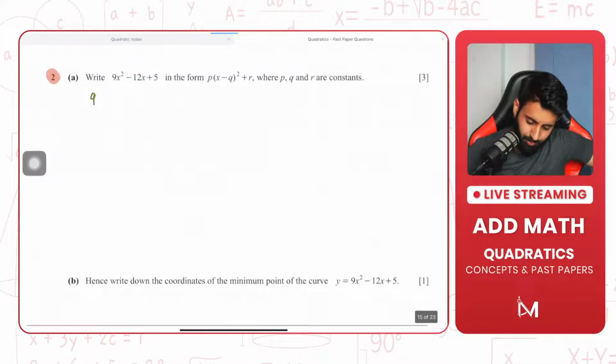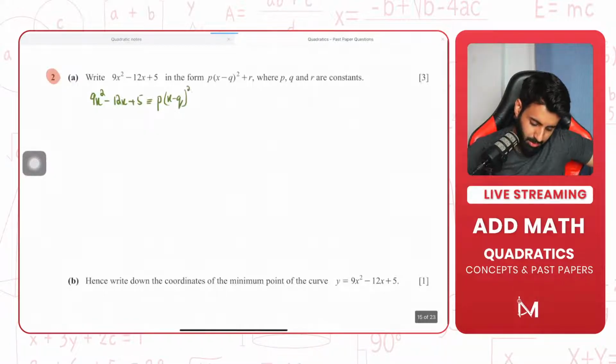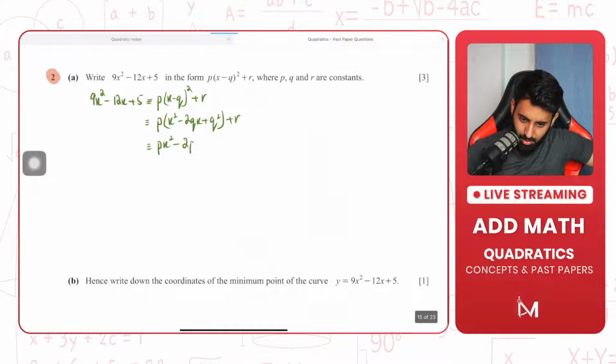Pay close attention. So you have 9x square minus 12x plus 5, which is identical to p x minus q, the whole thing square, plus r. Now if you expand the right hand side, you have p x square minus 2qx plus q square, close the bracket, plus r. So that means you have px square minus 2pqx plus pq square plus r. So we're comparing this with 9x square minus 12x plus 5.